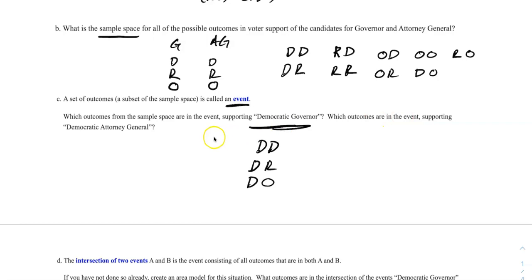Which outcomes in the event support the Democratic Attorney General? Again, the way I wrote this, that was the second D. The first one was for governor, and the second one for Attorney General. So that's DD, RD, and OD. Those are the events of supporting the Democratic Attorney General, so the second D in the list.